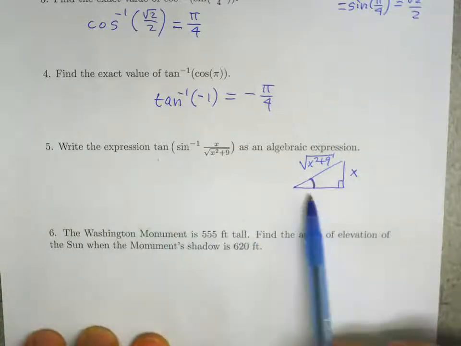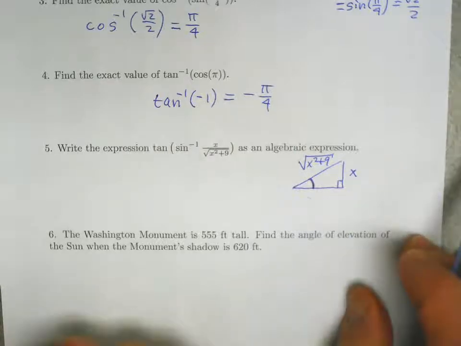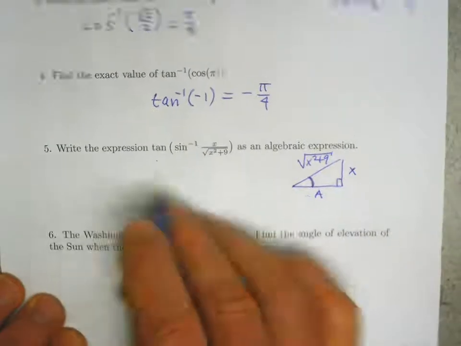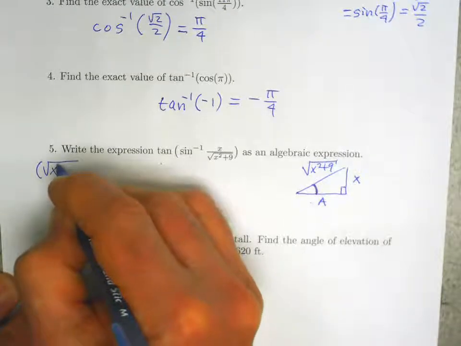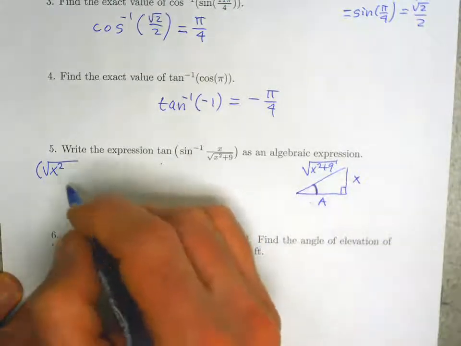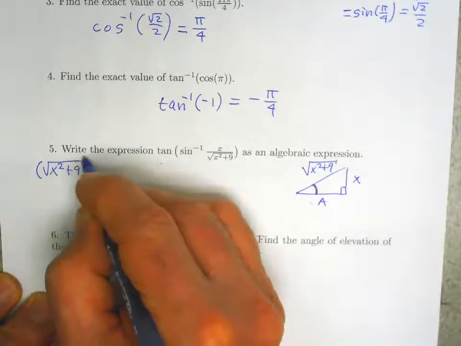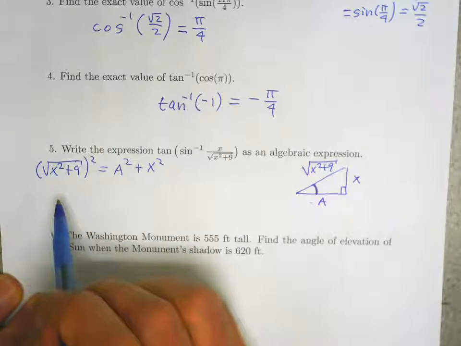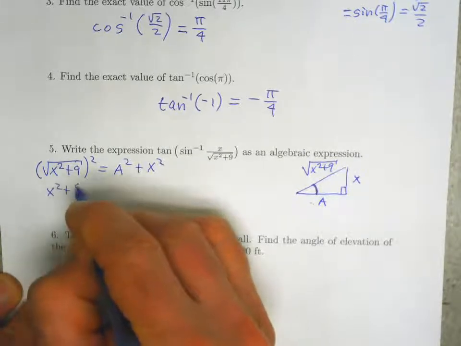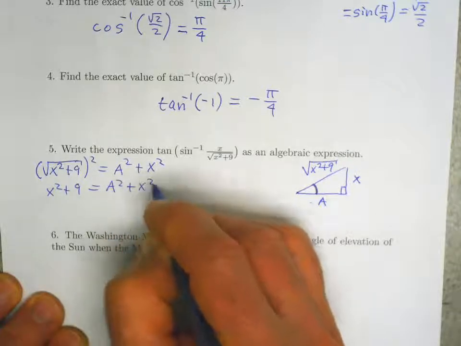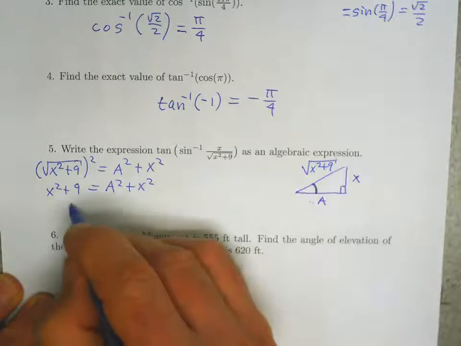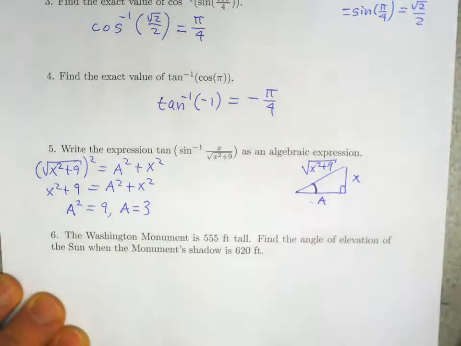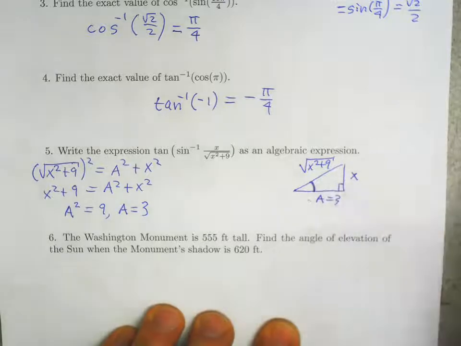And in order to find the tangent of that angle, we need to find the adjacent side. So we can label this A and then use the Pythagorean theorem. We square the hypotenuse. In this case, we square the square root of x squared plus 9. That's equal to a squared plus x squared. When we square the square root of x squared plus 9, we just get x squared plus 9 equals a squared plus x squared. Subtract x squared from both sides, we get a squared equals 9. And we'll just pick the positive solution for the right triangle.